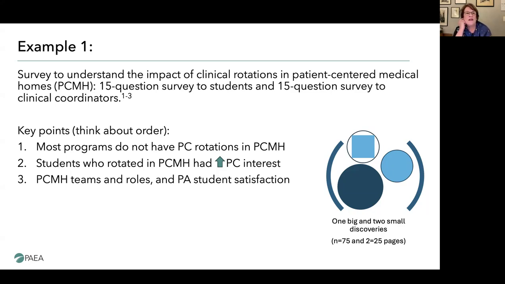Now you see here that I say thinking about the order. If you think about these 3 key points, which one should go first? Does anyone have any ideas?